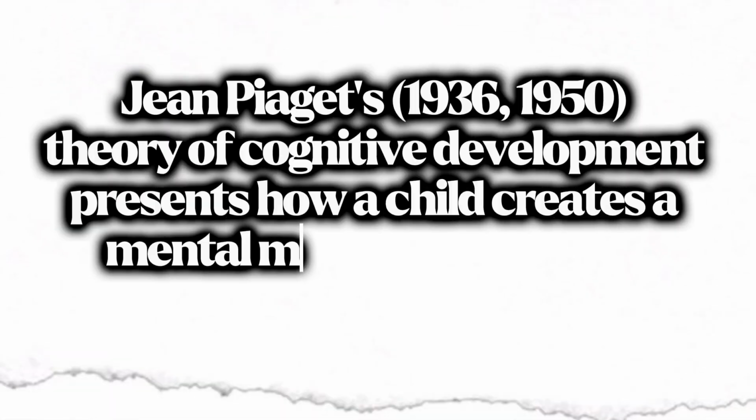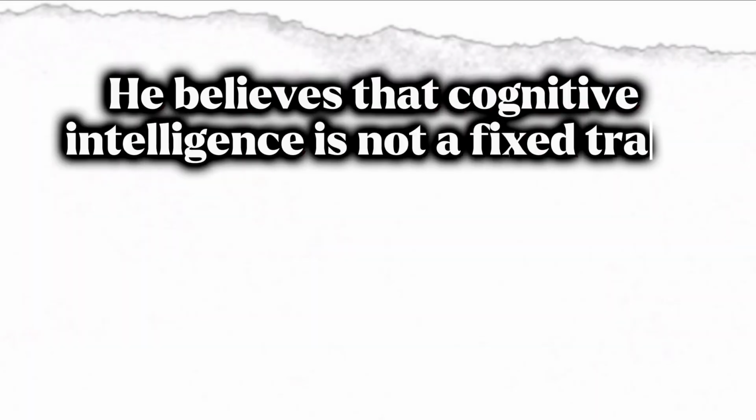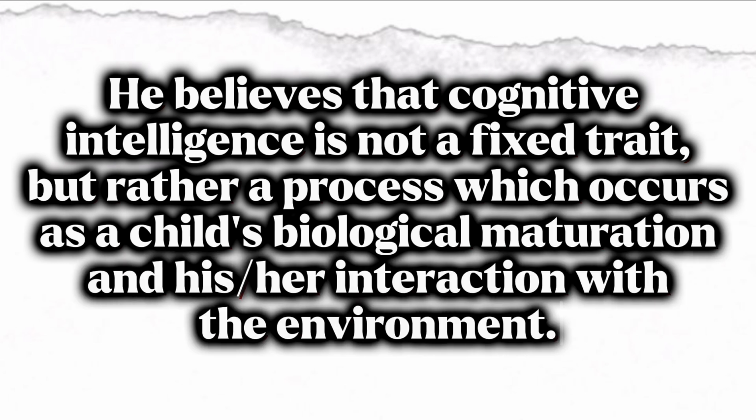Jean Piaget's theory of cognitive development presents how a child creates a mental model of the world. He believes that cognitive intelligence is not a fixed trait, but rather a process which occurs as a child's biological maturation and his or her interaction with the environment.